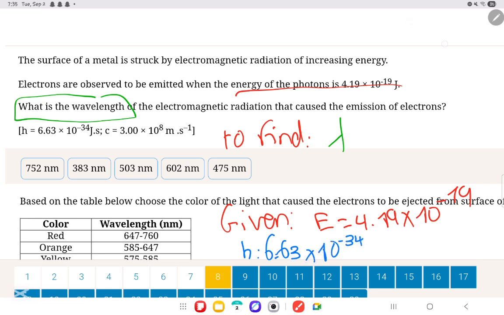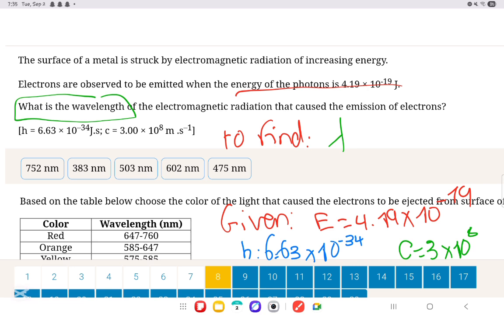And then finally, the last thing that is given to us is C. C is the same thing as velocity or speed, but in this case, because we are dealing with light, we will denote it as C. What's the speed of light in vacuum? It's 3 times 10 to the power of 8 meters per second. Now, how will we be able to find lambda in the case that we have Planck's constant, the energy, and C, which is the speed of light in vacuum?